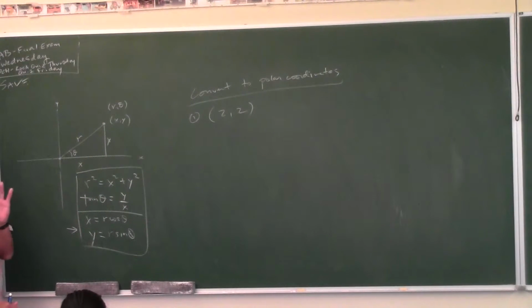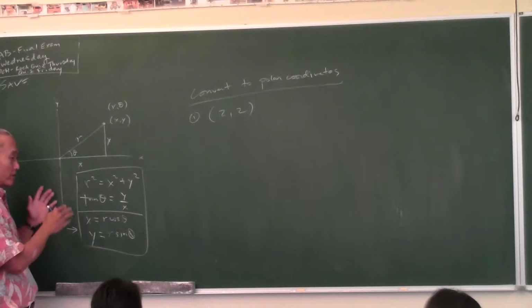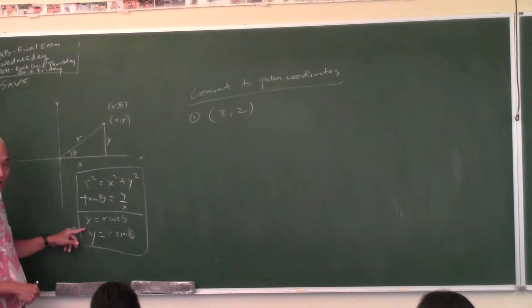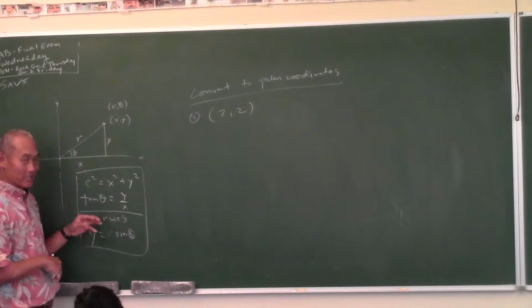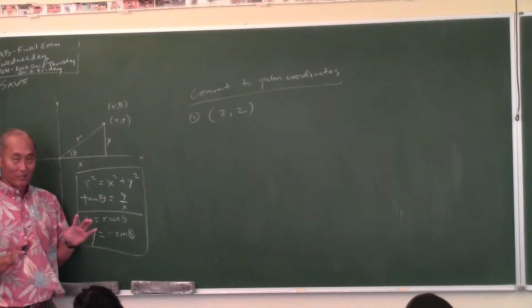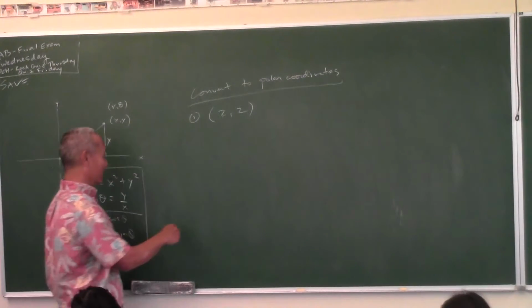Now, this is what the book tells you to do. The book tells you to use these formulas. See, if you want to convert from polar to rectangular, you use these. If you want to convert from rectangular to polar, you use these. But believe me, you don't want to do that. The best way to do it is to just draw the picture.